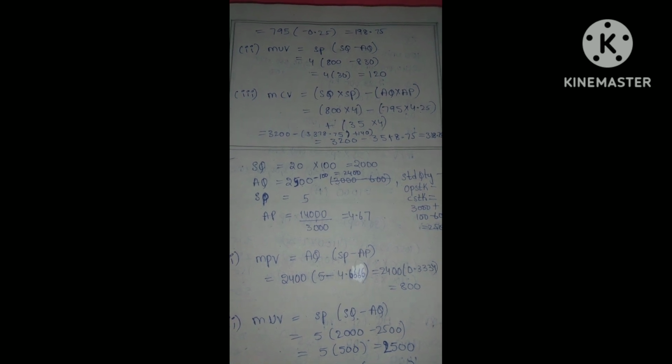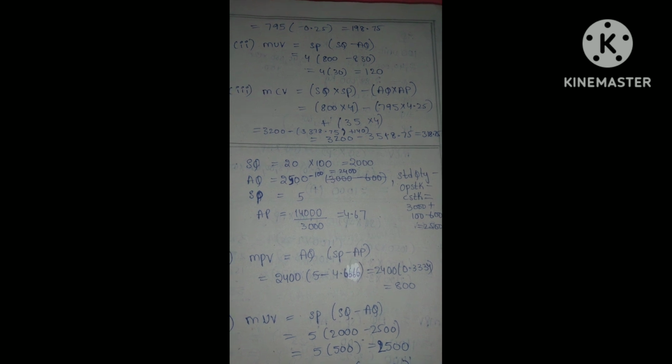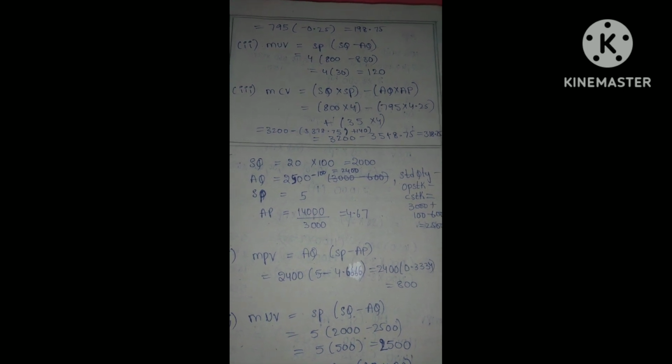After substituting the values, 800 into 4 is 3,200, 795 into 4.25 we will get 3378.75, and 35 into 4 we will get 140. First add 3378.75 plus 140, so we will get 3518.75. Now subtract 3200 from it, so we will get 318.75.